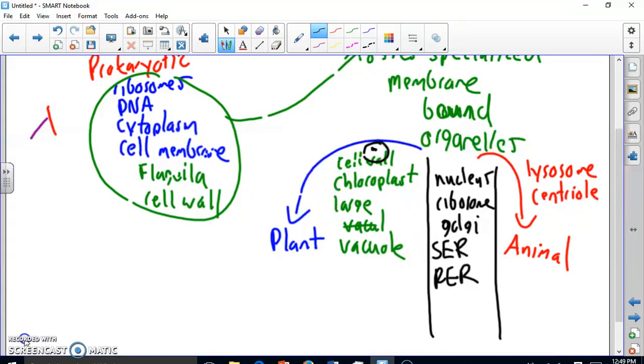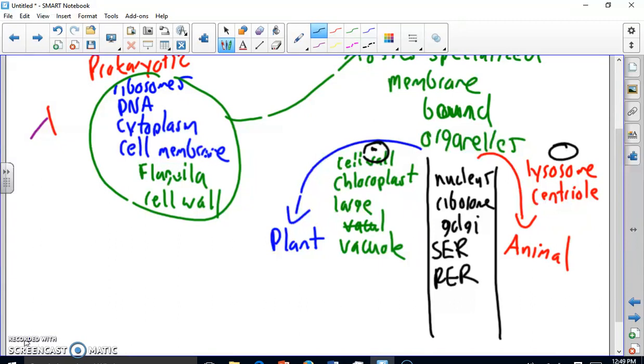But these are the organelles that are unique, right here and right here. These are unique to a plant. These are unique to an animal. And then they share all the other organelles. Questions that they could ask would be like, a plant cell has a cell wall, what other organelles must it have? And they may give you a list. And if it contains a lysosome and a centriole, it's not a plant. You need to know which organelles go with which type of cell.